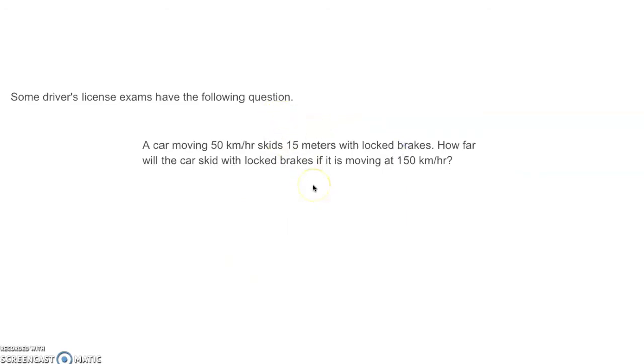Here's a question on maybe a driver's license exam. A car moving 50 kilometers per hour skids 15 meters with locked brakes. How far will the car skid with locked brakes if it is moving at 150 kilometers per hour? We could really get locked in with doing a bunch of math with this, but I'm going to show you a quick way to solve that.